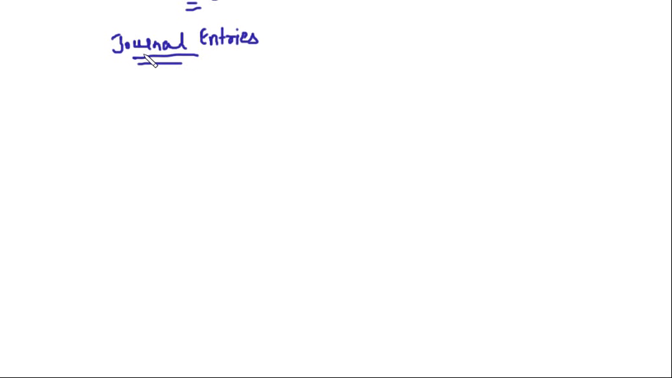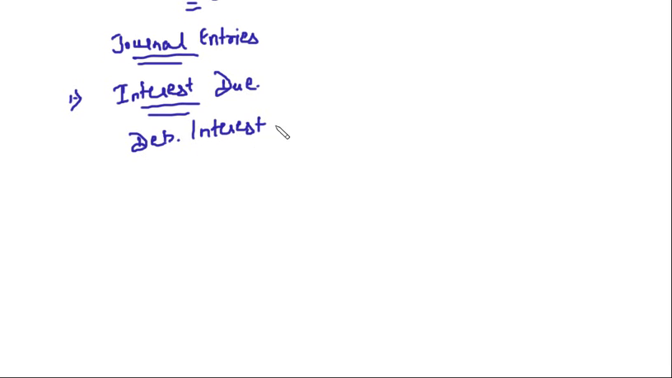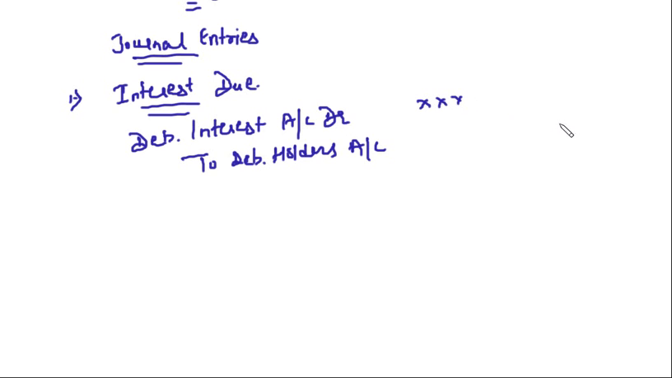What will be the entry? The first entry will be the amount of interest that is due. The first entry is for interest due, right? Entry will be debenture interest account debit, because it is an expense. And to whom it is payable? To debenture holders account. Clear? Debenture interest account debit to debenture holders account.